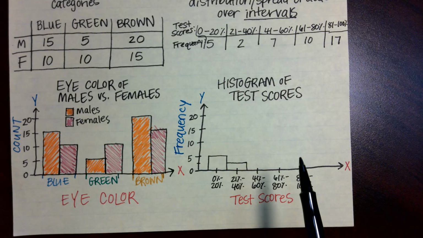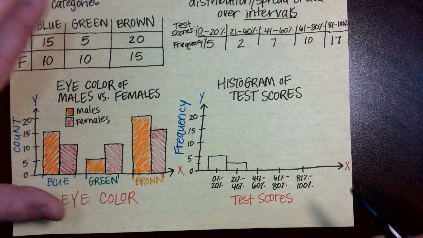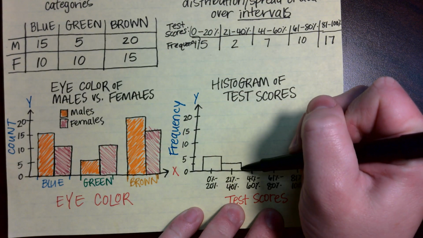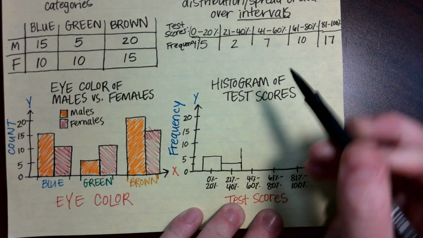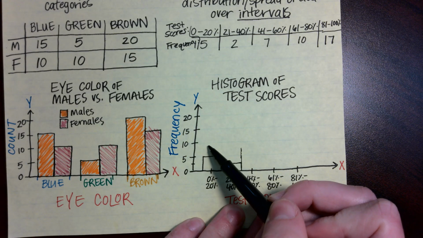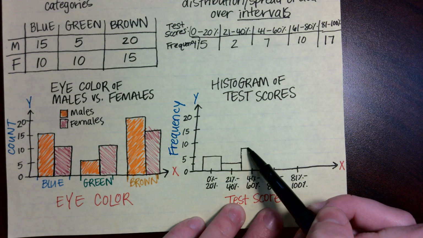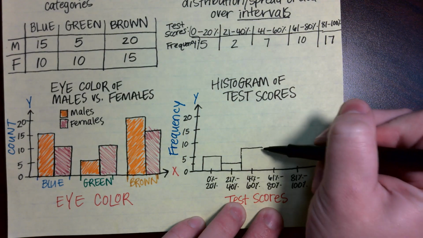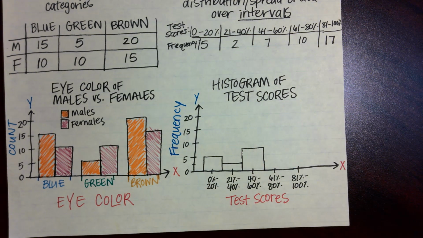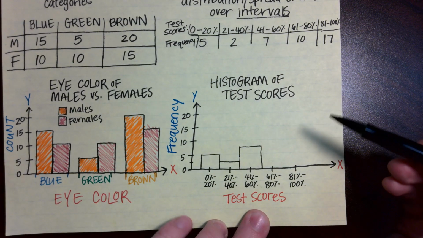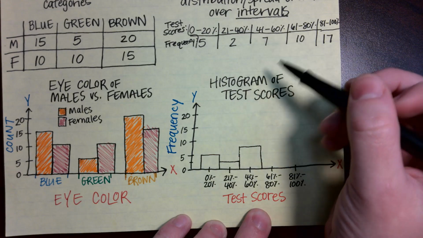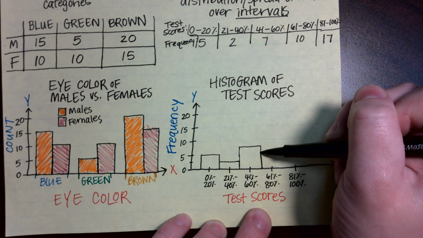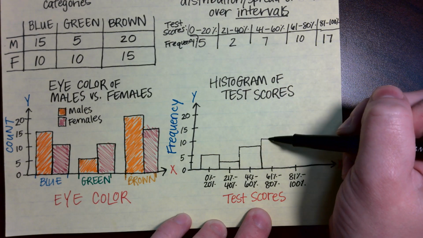Okay, how about our next interval, 41% to 60%? How many? 7. Good. So I'm going to draw my bar going up to about 7. Here's 10, 9, 8, 7, somewhere in the middle there. And down. Okay, how many for 61 to 80%? 10. So we are going to draw a bar up to 10 right here.